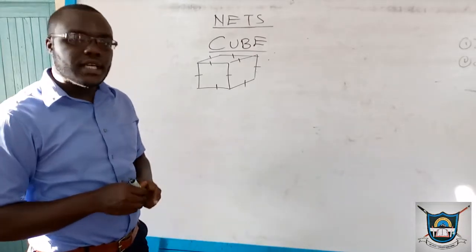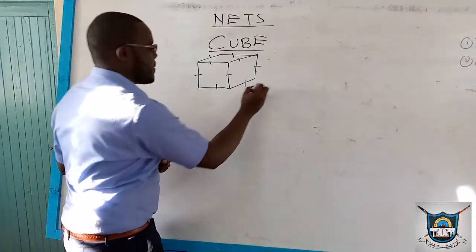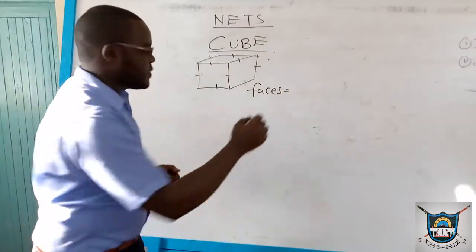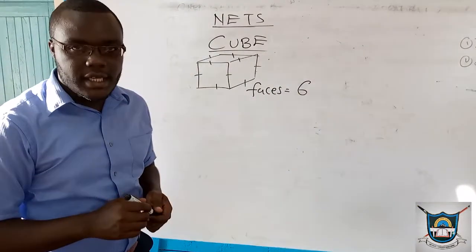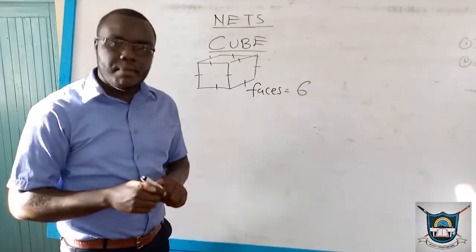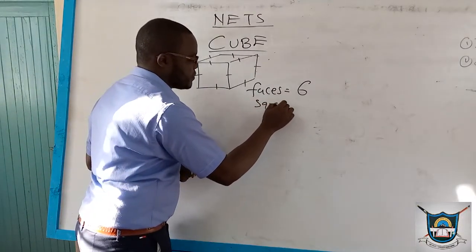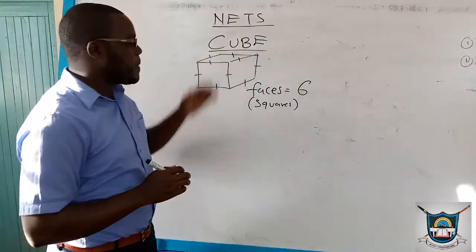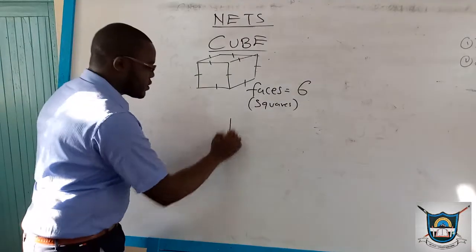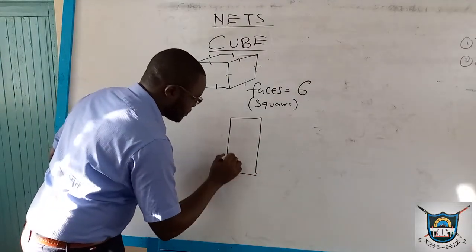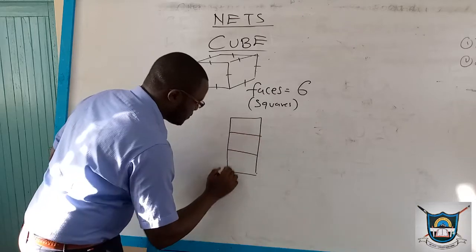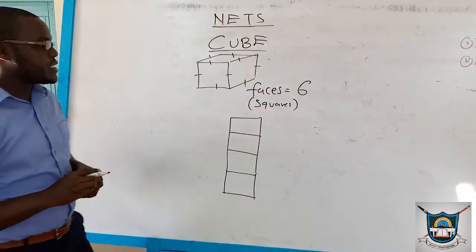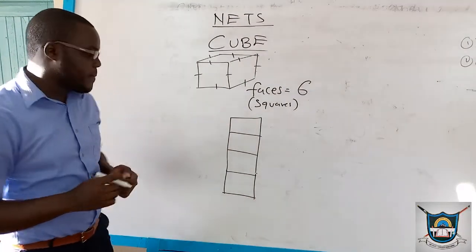So step one, we start with the expected number of faces. The faces are expected to be 6. And because the shape is a regular shape, the faces happen to be all squares. So the first step, I will start with the curved surface area. It has a total of 4 squares. That's a total of 4 squares. That caters for the curved surface area.